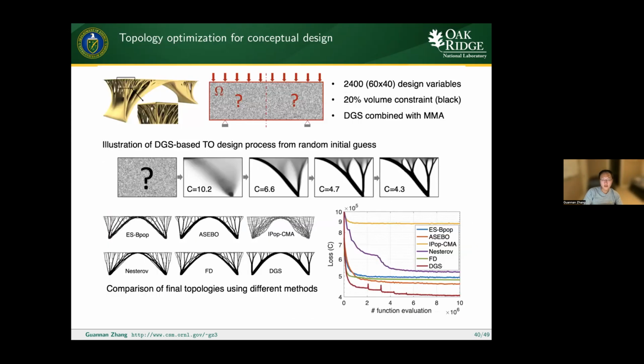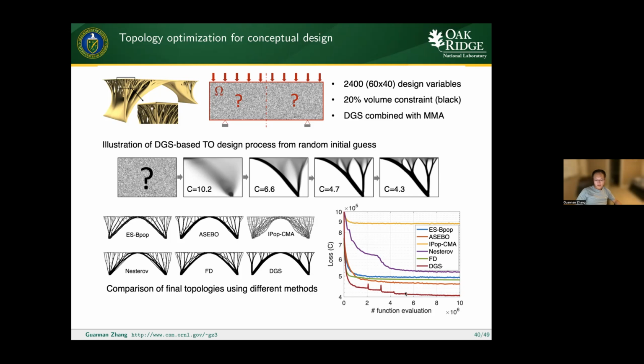So here is the topology optimization. Basically, we want to design this kind of bridge architecture, and the way we design it is that we treat each pixel as an independent design variable. So it's not a parametric model. The design constraint is that we only allow a 20% volume constraint. Basically, only 20% of the pixels can be black. And we want to maximize the load bearing of this structure. There are a total of 2,400 design variables.